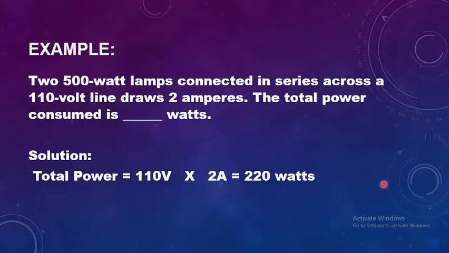So we have another example. We have two 500 watts lamps connected in series across a 110 volt line draws 2 amperes. The total power consumed is blank watts. So by using the power formula, the power equals to voltage times the current. So substitute the given parameters. We have 110 volts times 2 amperes. So we have a total power of 220 watts.